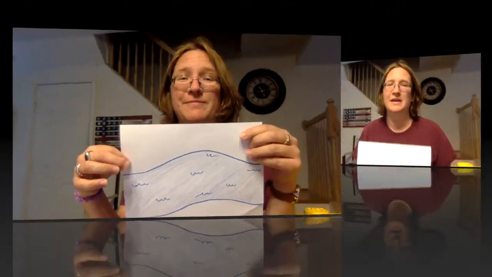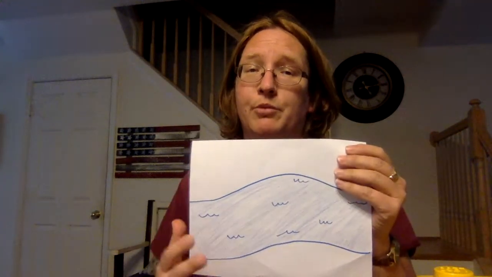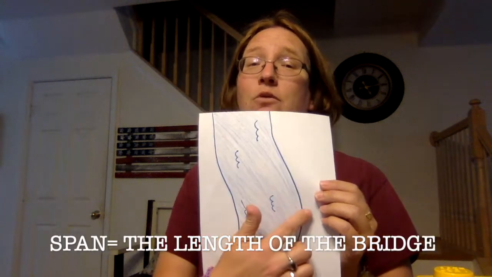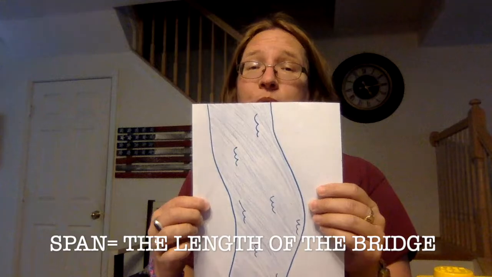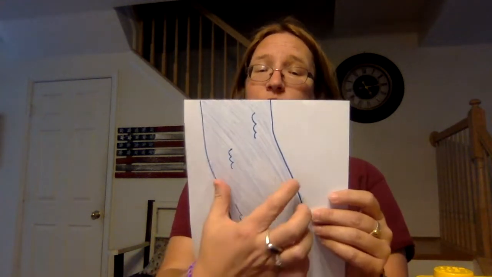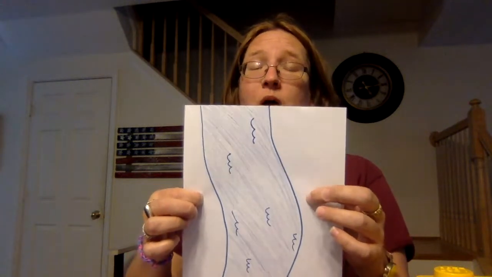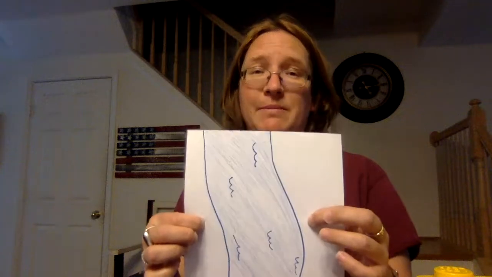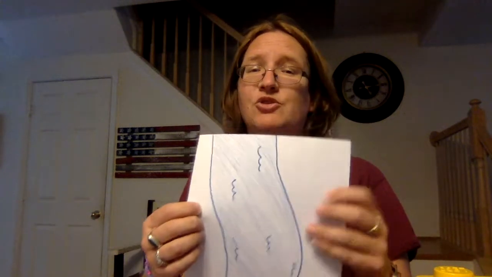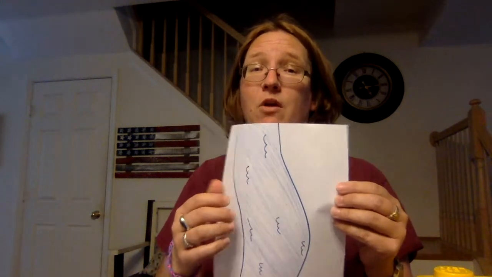So the first thing that you'll need to think about with your bridge is the span of your bridge. The span is how long it is. And the span of your bridge will depend on how wide your river is. So if your river is this wide, your span has to be at least as wide as your river. If you think about the bridges that you've been on, the span of the bridge, or how long it is, is usually a lot longer than the water that your bridge is going over.